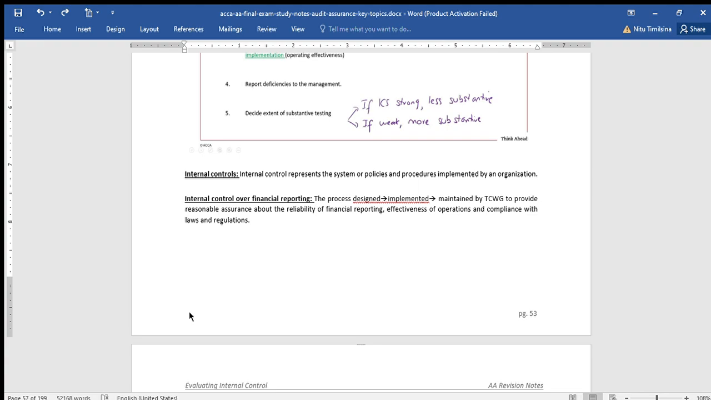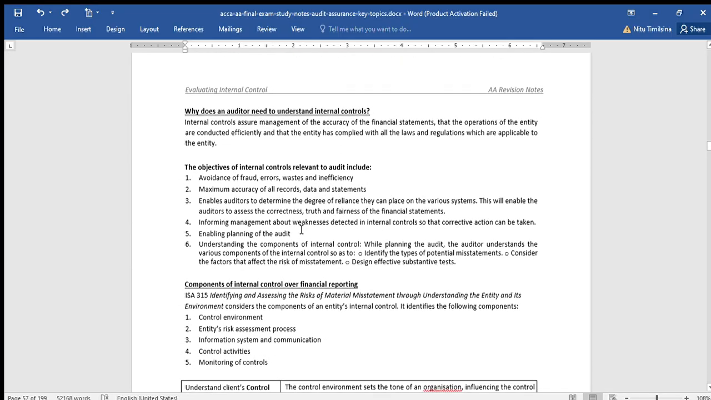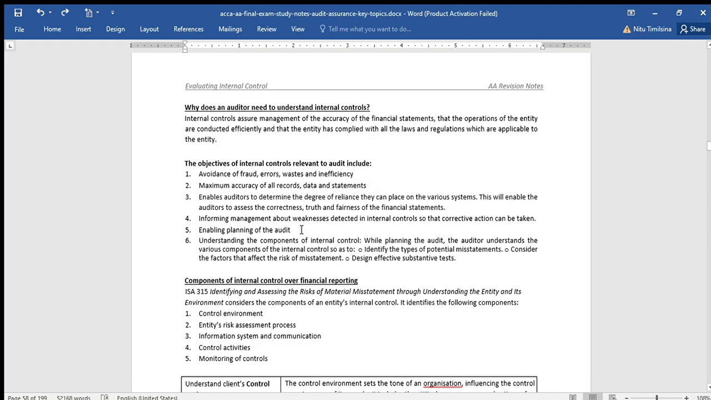Why does an auditor need to understand internal control? Internal control assures management of the accuracy of financial statements, that the operations of the entity are conducted efficiently and that the entity has complied with all the laws and regulations which are applicable to it. The auditors don't just check the numbers, they check whether the system producing those numbers is trustworthy or not. The objectives of internal control relevant to audit include avoidance of fraud, error, waste, and inefficiency.